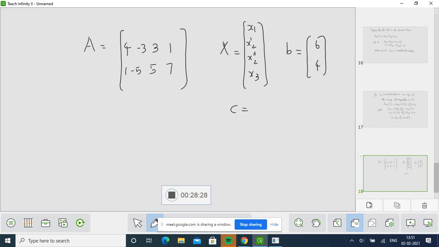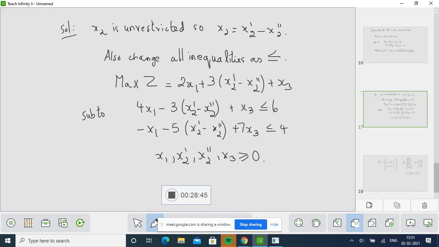Now what is my c? C is the cost function. So it is 2, 3, minus 3, 1. This is my C. I am reading everything from this slide.